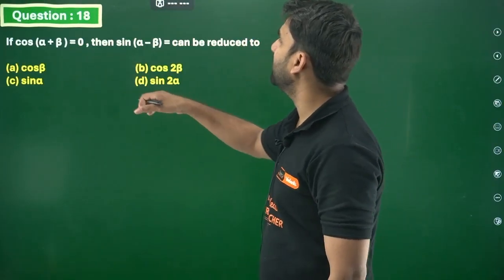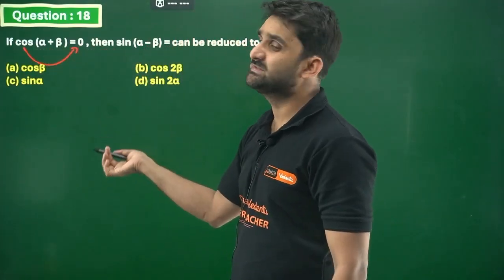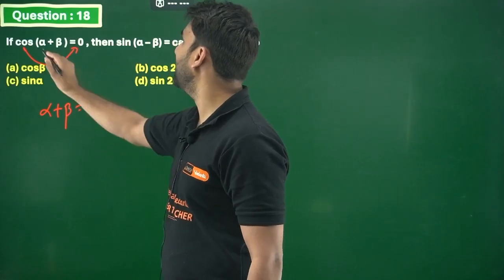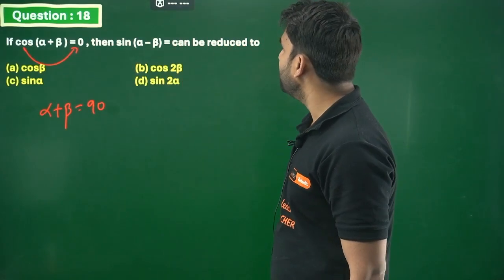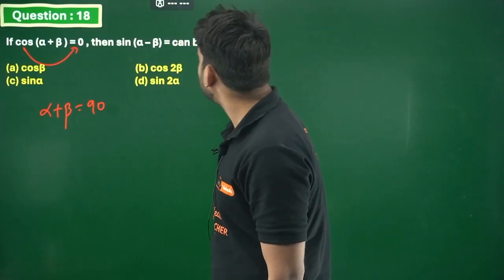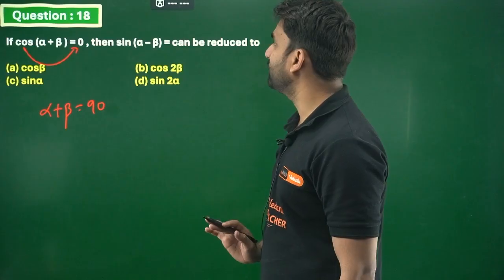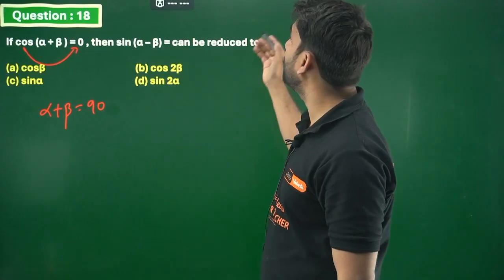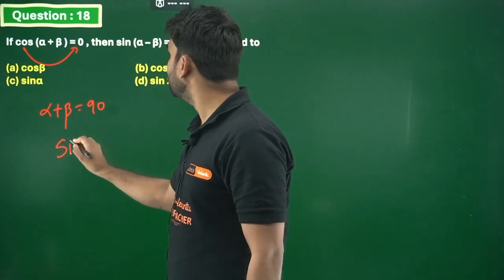Cos alpha plus beta is 0. If you know the value of cos alpha is 0, then we all know alpha plus beta will be equal to 90 degrees, because at 90 degrees cos gives 0 value. And sine alpha minus beta can be reduced to what? Okay, don't worry. If cos alpha plus beta is equal to 0, then sine alpha minus beta can be reduced to what?